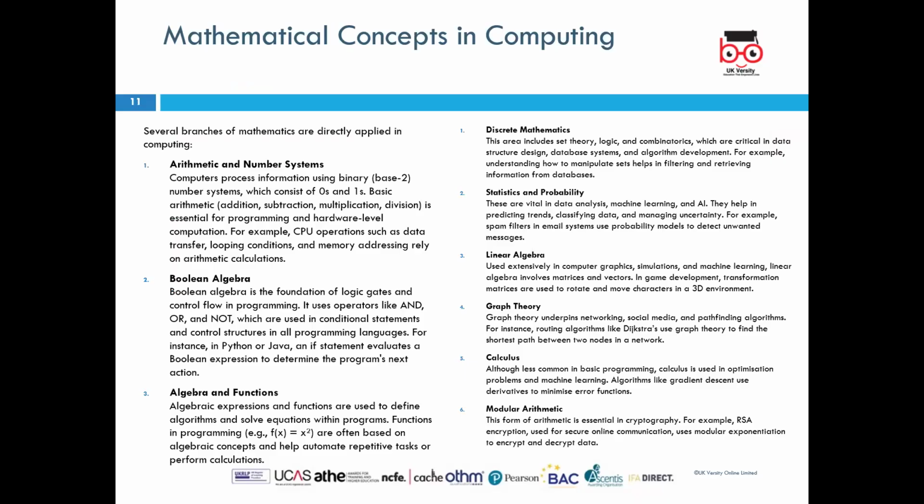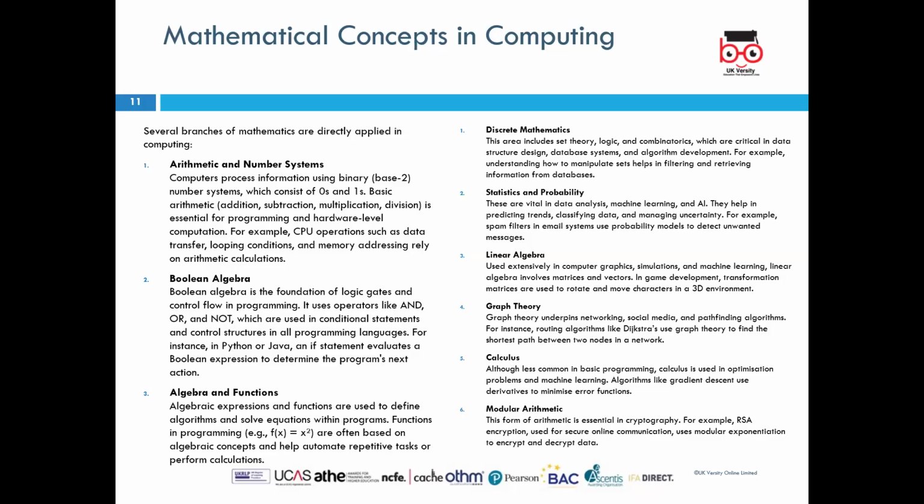Now, there are several branches of mathematics that are directly applied in computing. Here are some of them. Arithmetic and number systems. Computers process information using binary, base 2 numbers, which consist of zeros and ones only. Basic arithmetic, addition, subtraction, multiplication, and division, is essential for programming and hardware-level computation. For example, CPU operations such as data transfer, looping conditions, and memory addressing rely on these arithmetic calculations.